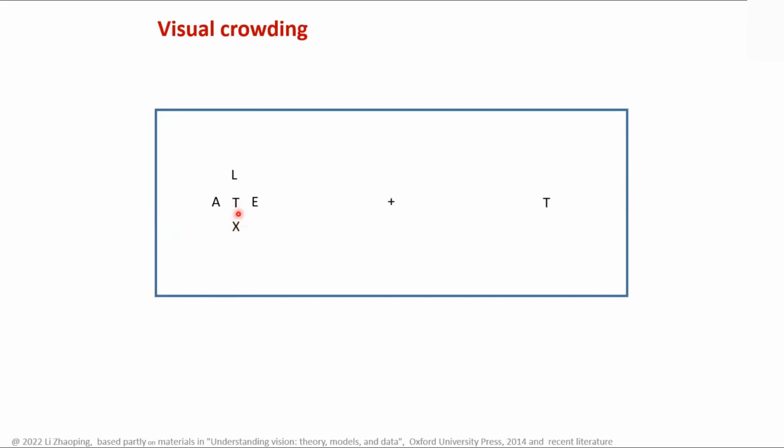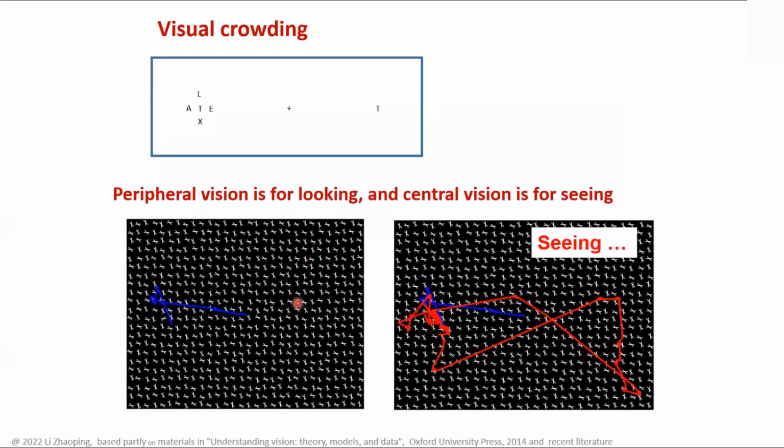And here we see that peripheral vision is for looking and central vision is for seeing. Peripheral vision is for you to look, and then once your gaze is there, you start to see. And so therefore, central and peripheral vision may be separate functions. One is for segmentation, and the other is for classification, maybe. Looking and seeing.